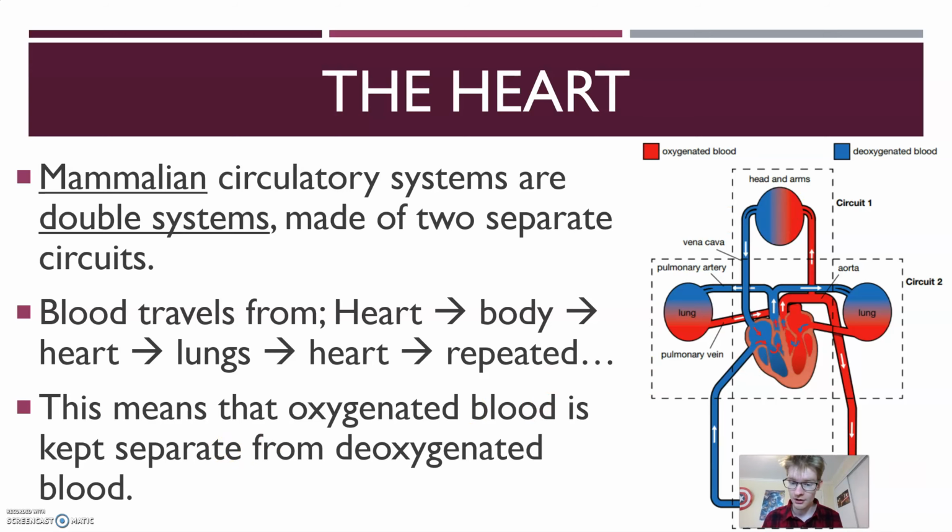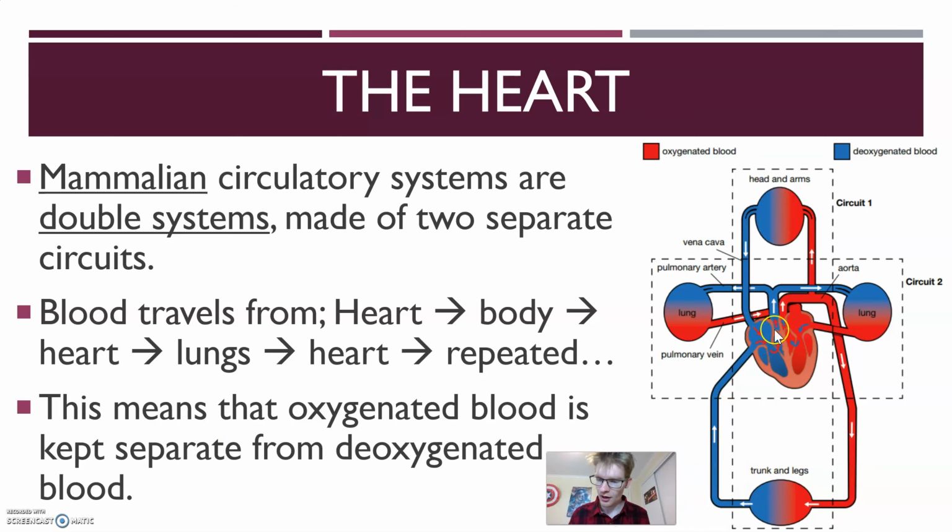So here it is in a diagram. We get oxygenated blood brought in from the lungs, it comes to the heart, and then goes back out to the body, and then goes back to the heart, and back into the lungs. And that cycle keeps on going. So this is how it works in mammals.